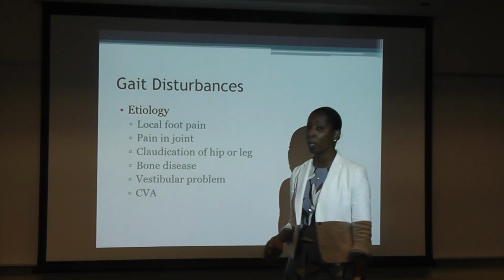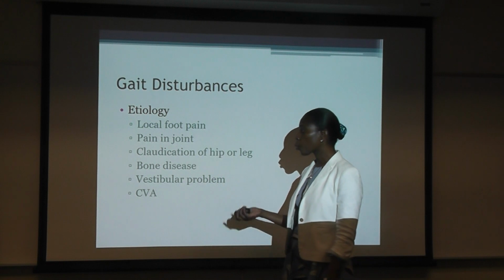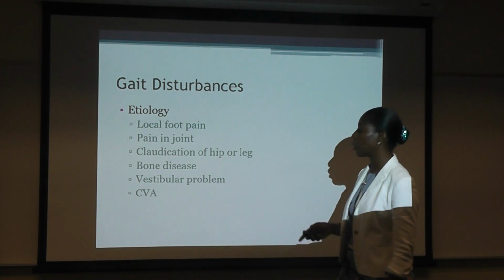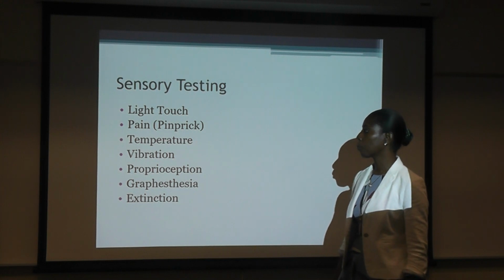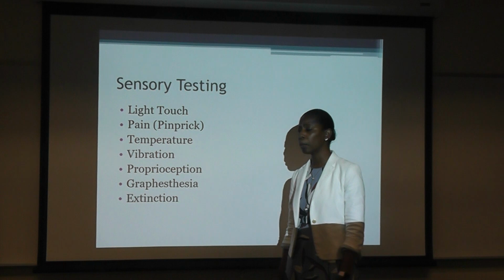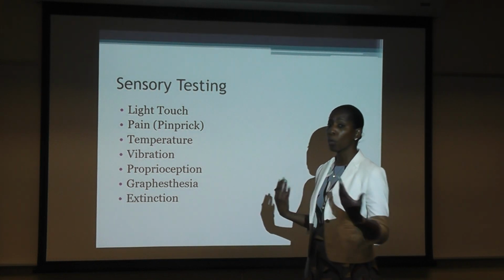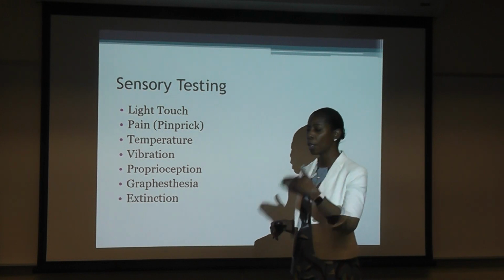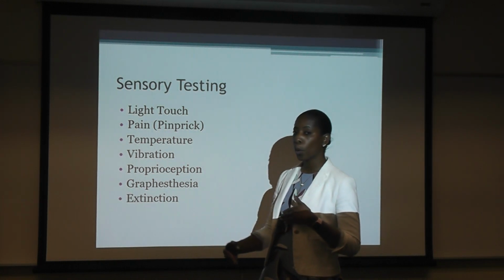Disease, vestibular problems where you have dizziness or ataxia. Strokes can cause it. Claudication, which is a peripheral neuropathy you want to look at. When you're doing your sensory assessment, you do it throughout the body, because remember, you have your sensory strip, which is in the parietal lobe, and you have your motor strip.